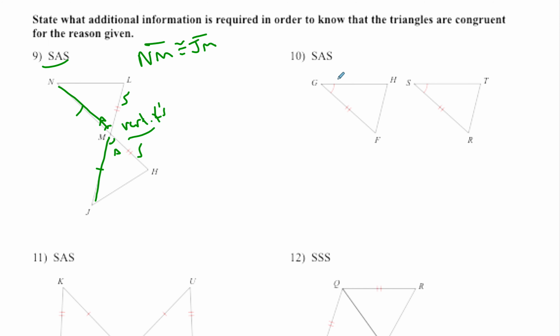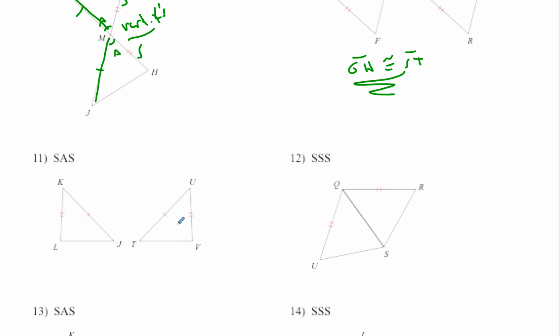Same idea here. Got a side and angle. I want the other side that makes it up, so it must be that side. Side and angle, that. So what must be added? What additional information must be known? Well, we need to know that GH is congruent to ST. So what you're doing is you're writing down what information would need to be added so you could add it to the drawing. Okay. Side, angle, side.